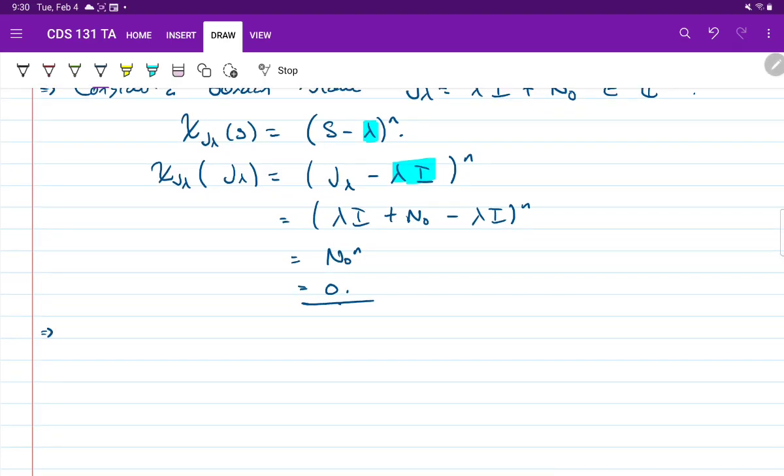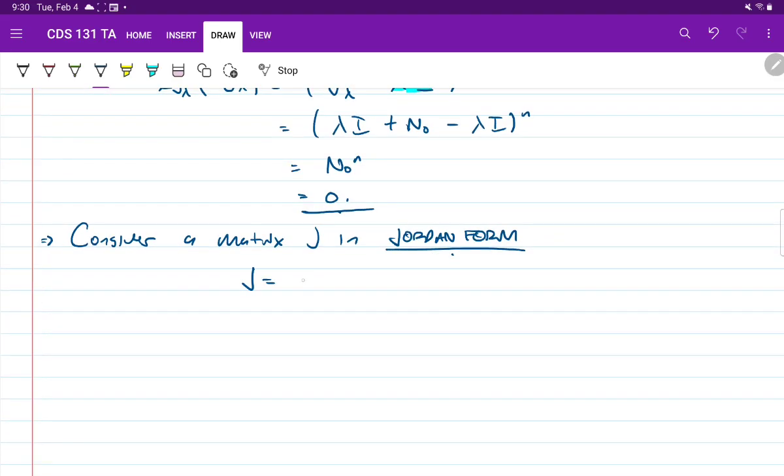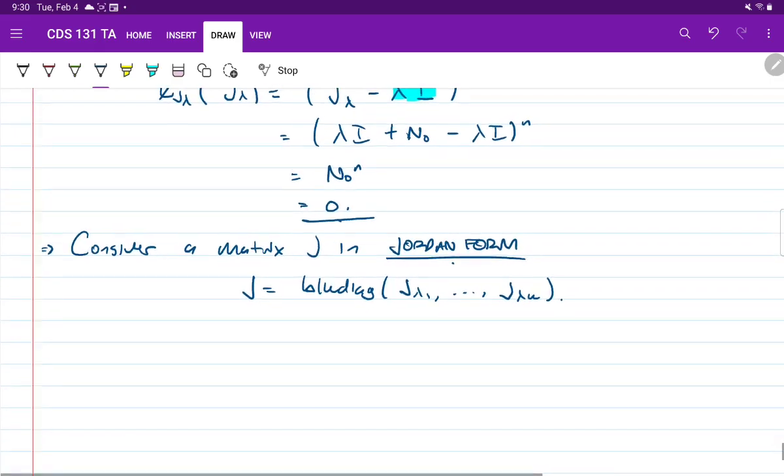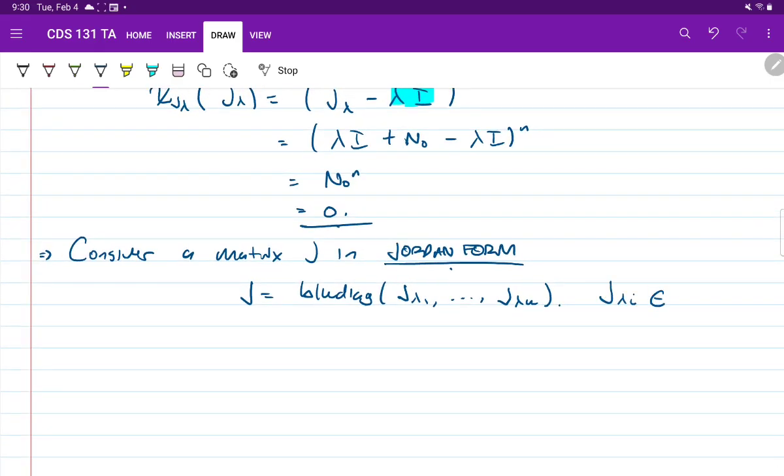Now for the next case, consider a matrix J in Jordan form. Let J equal the block diagonal of J_{λ1} all the way up until, let's call it, J_{λk}. Let's say each J_{λi} belongs to C^(m_i×m_i). Now I want you to take another moment and think about what the characteristic polynomial of this matrix would be.